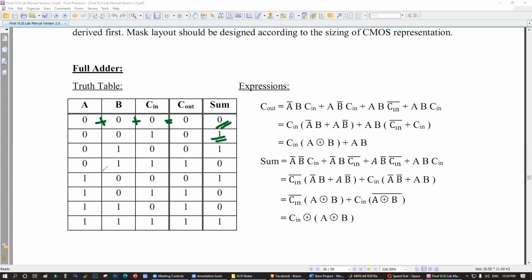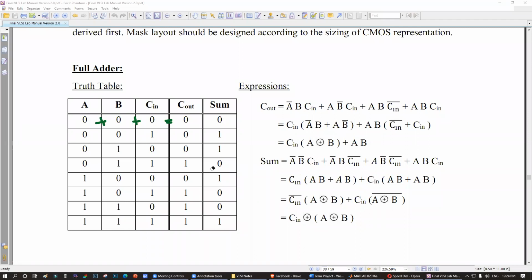0 plus 1 plus 1. What is your result? 0, because it is 2, right? 0 plus 1 plus 1 means 2. 2 means 1, 0, right? So the sum is 0 and the carry is 1. 1 plus 0 plus 0 gives 0, 1. 1 plus 0 plus 1 gives 1, 0. 1 plus 1 plus 0 gives 1, 0. 1 plus 1 plus 1 means 3, that is 1, 1, right? So what is your result? 1, 1. Got it? Yes, sir.